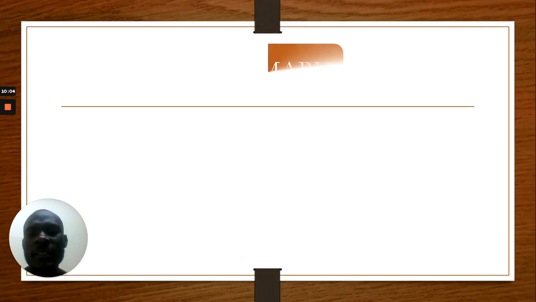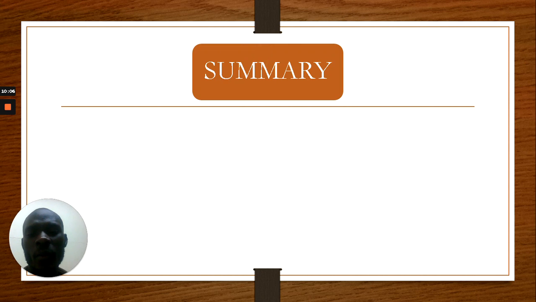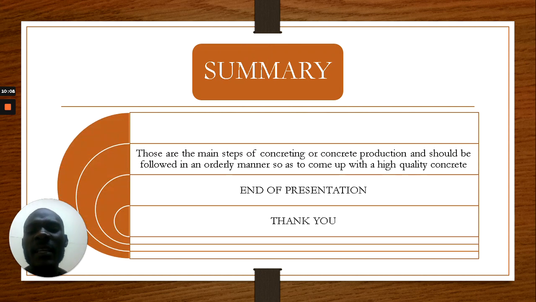So, in summary, we can say that those are the main steps of concreting or concrete production, and should be followed in an orderly manner so as to come up with a high quality concrete. And that brings me to the end of presentation.